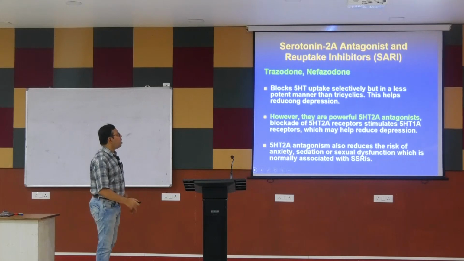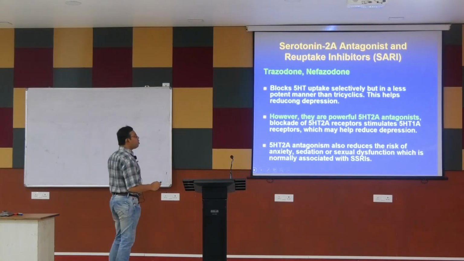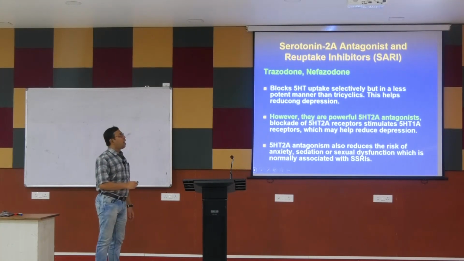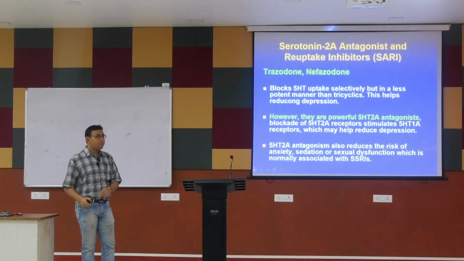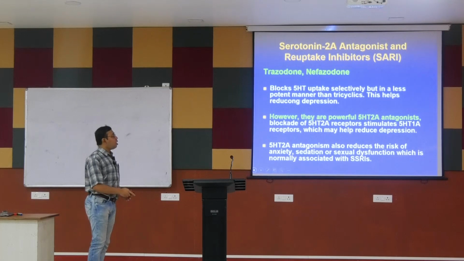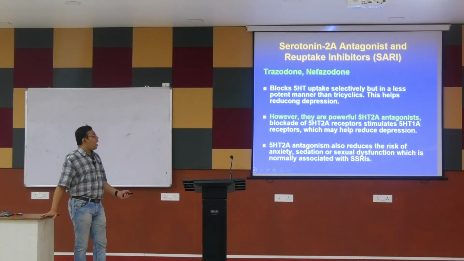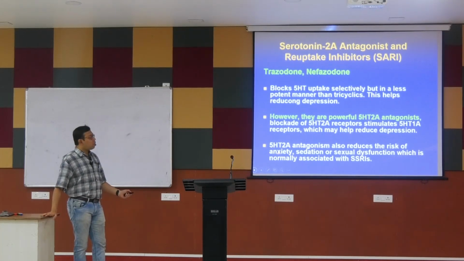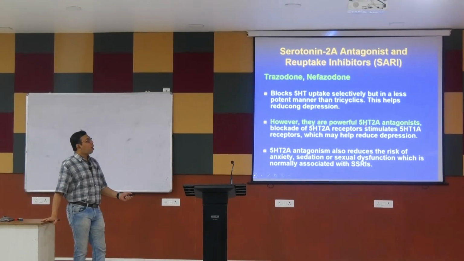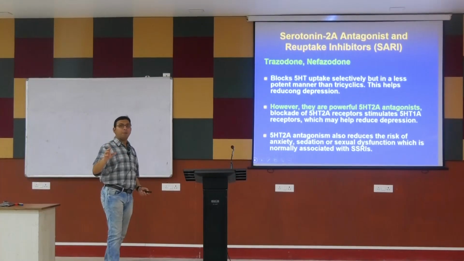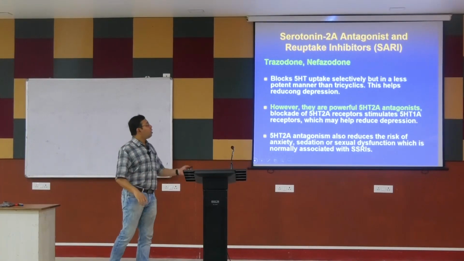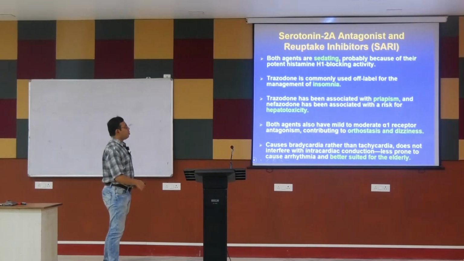Remember, very important. Trazodone and nefazodone are serotonin 2A antagonists and reuptake inhibitors. So they are blocking the serotonin 2A receptor and also the reuptake. And this antagonism also reduces the risk of anxiety, sedation and sexual dysfunction. Okay, and they are powerful 5-HT2A antagonists. Previously, we were blocking only the reuptake pumps or blocking the metabolism. They are also blocking the receptors.